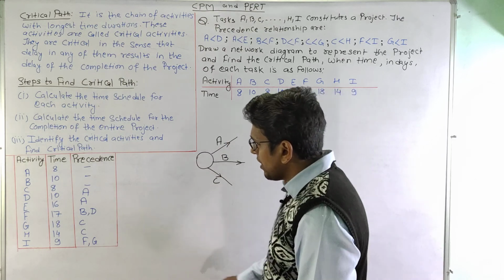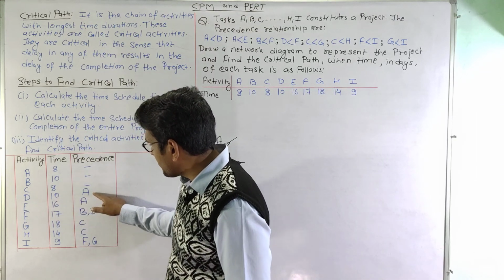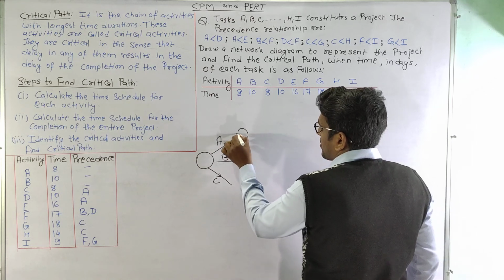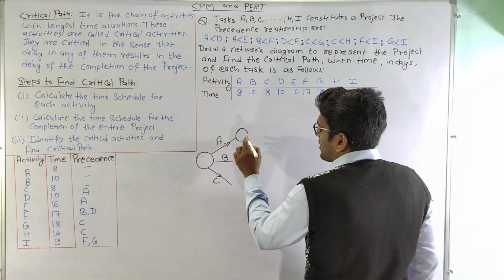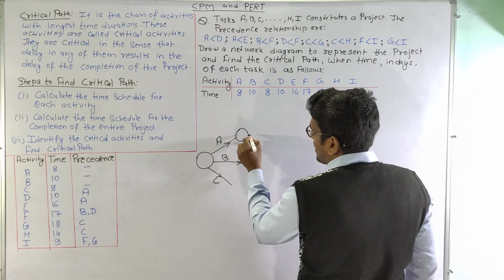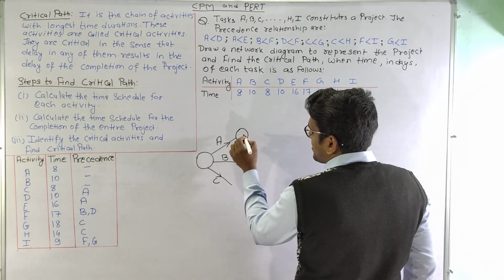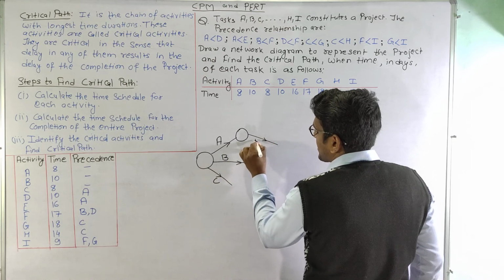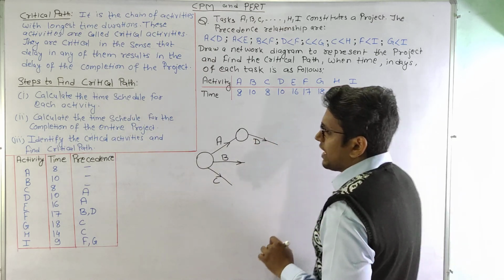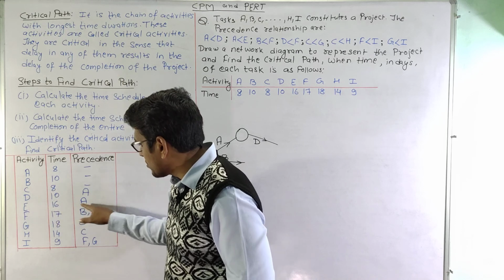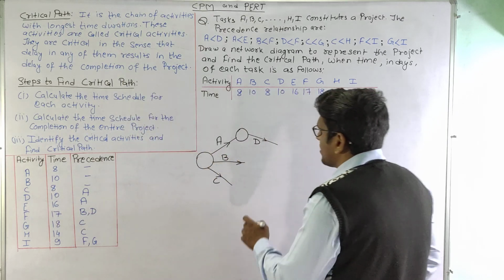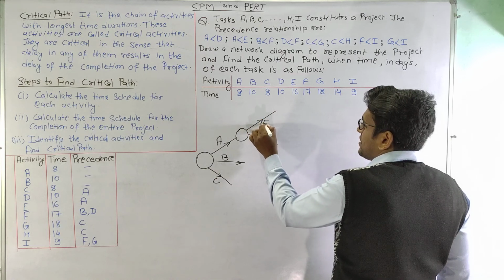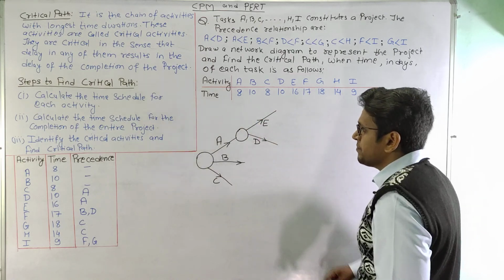Now activity D is preceded by activity A. So we will end this activity A here, and from this event we can see that this is activity D, and activity E is also preceded by activity A. So here activity D and activity E are both preceded by activity A.